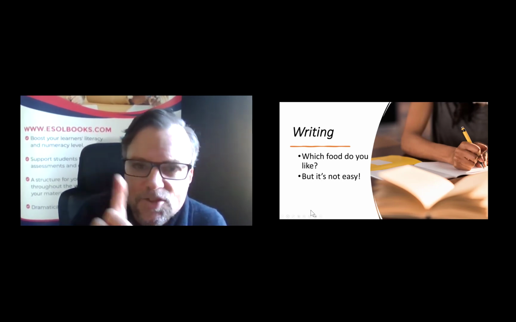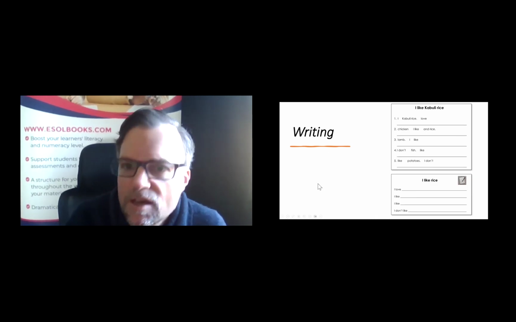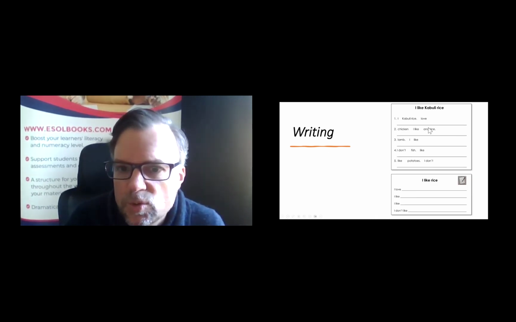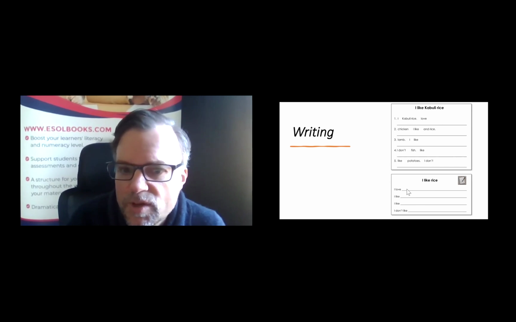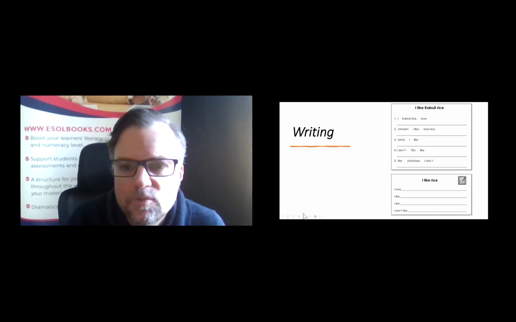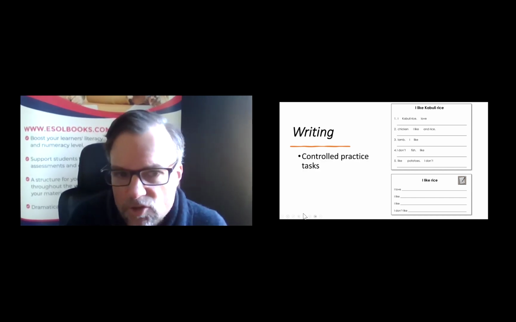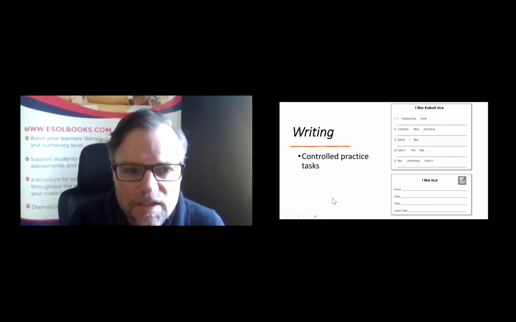It's not easy. Imagine you were doing this in Arabic. Not easy at all. So we need to build up or scaffold. And the book includes tasks for this. So there's a sort of reordering task here where they reorder the jumbled sentence using some language. There's a writing frame for this where they complete the sentence. Ultimately, I want to get them writing after this controlled practice, a more sort of free practice writing.